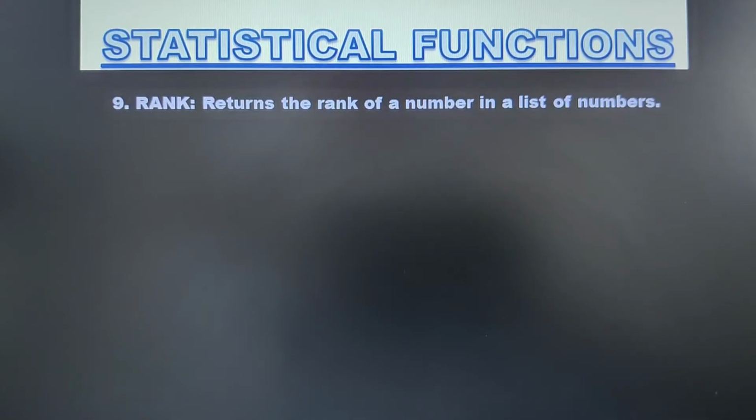Suppose you have 10 different values in different cells, and here you want the second rank. Then the RANK function will return the rank of a number in a list of numbers. So if you want the first rank, specify it explicitly; the second rank, the third rank, like that. Of your choice, you can find the rank in a given list of numbers or arguments.